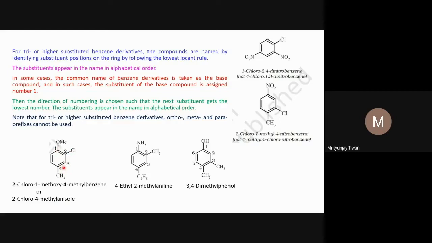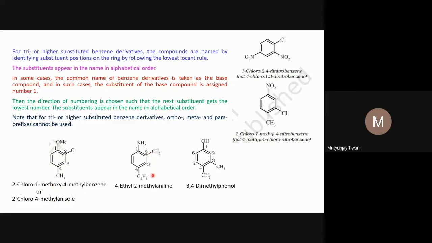So 1, 2, 3, 4, the lowest locant rule applies, and then we write the name of this compound: 2-chloro, then methoxy will come before methyl, 1-methoxy 4-methyl benzene. One can also write the IUPAC name of this compound as 2-chloro 1-methoxy 4-methyl benzene. Up to this position there is no difference between methoxy and methyl, so we look here: O comes before Y, so methoxy will come first in naming this compound. That is a substituent, so 1-methoxy and then 4-methyl benzene. This name I have already explained.